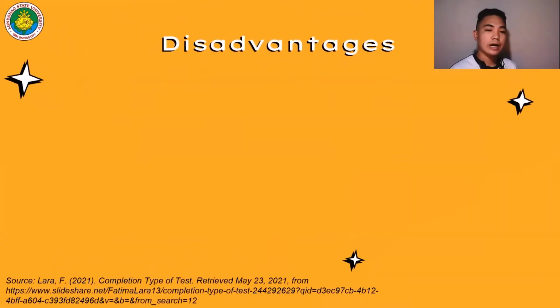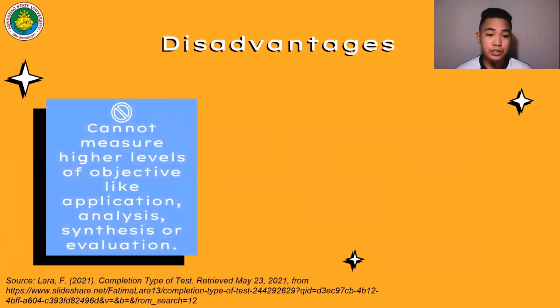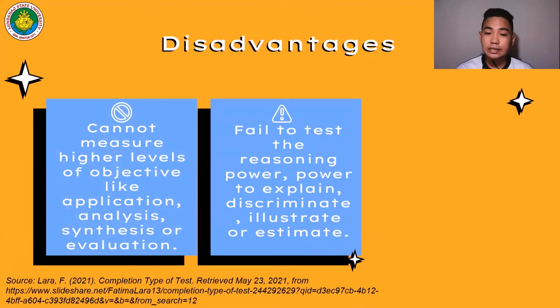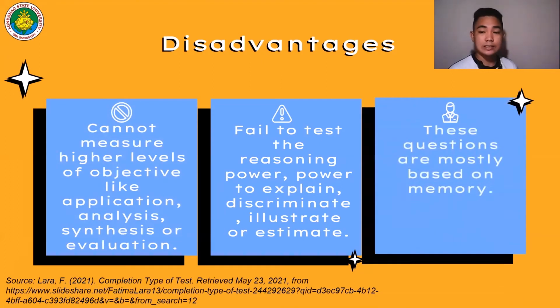So the number 1 in our list is it cannot measure higher levels of objective like application, analysis, synthesis, or evaluation. The next one, it fails to test the reasoning power or the power to explain, to discriminate, illustrate, or estimate. And the last one is these questions are mostly based on memory, since completion type of test is putting an answer to a blank.